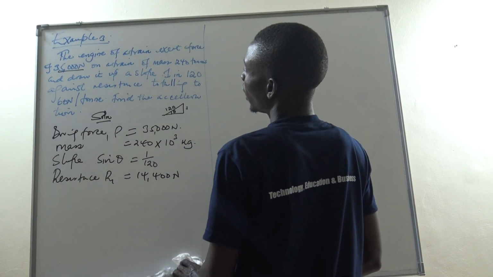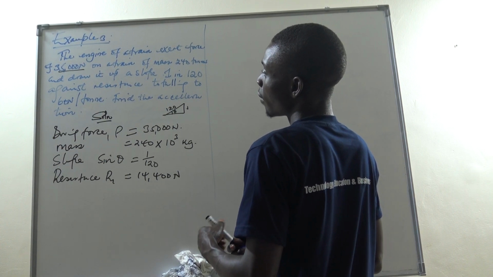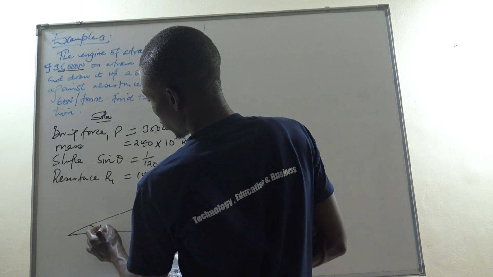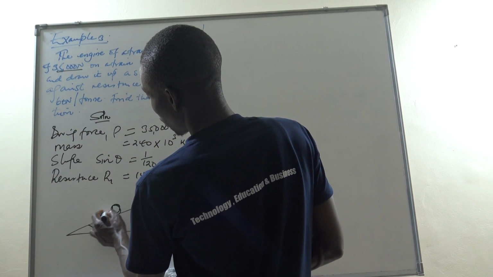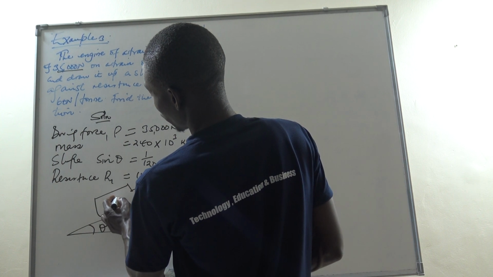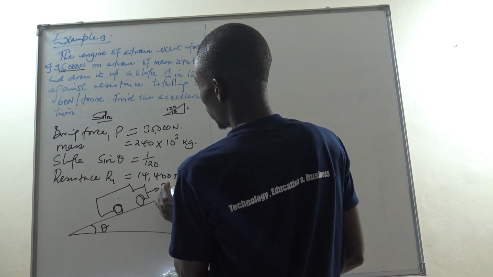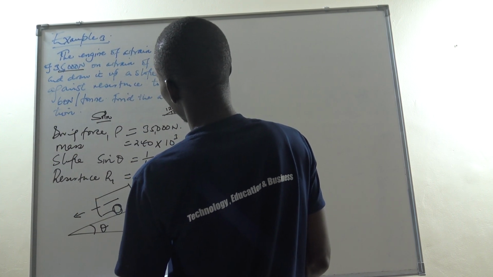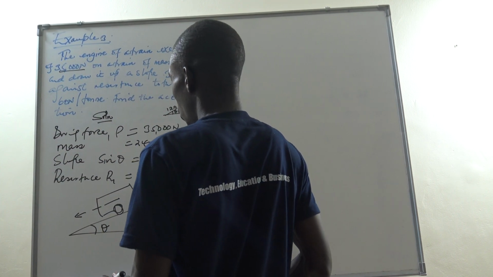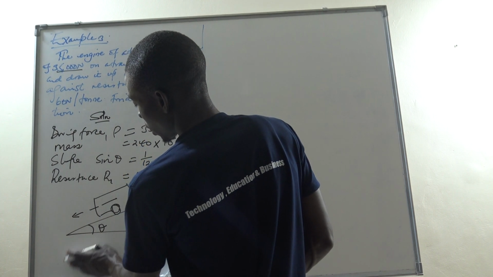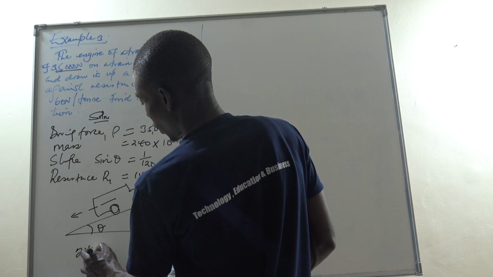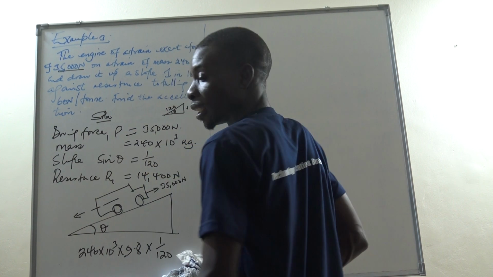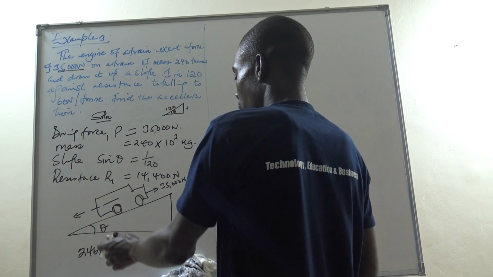So they're saying find the acceleration. So it is going to travel up a slope. If this is the theta, it's going to move up. It's not a massive case, but it's always very important to do something of the kind. Then I have mg sine theta, which is, what is my mg sine theta? My m is 240 times 10 to the power 3, times g is 9.8, and then out of 120, so that I put one single value, that is the mg sine theta.